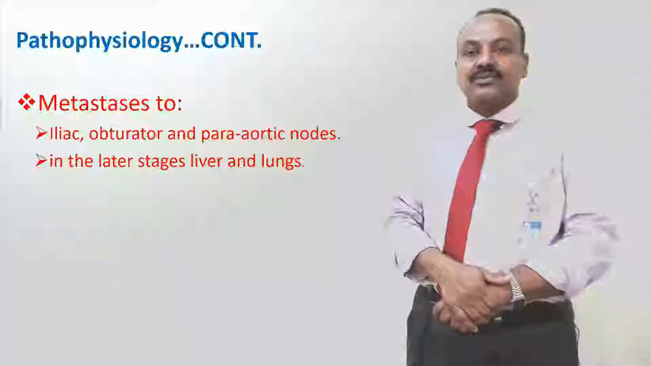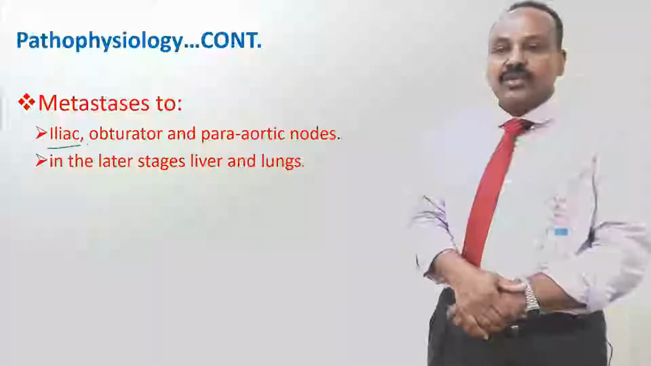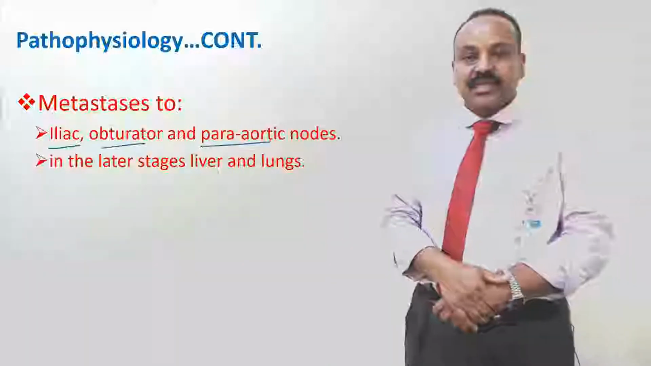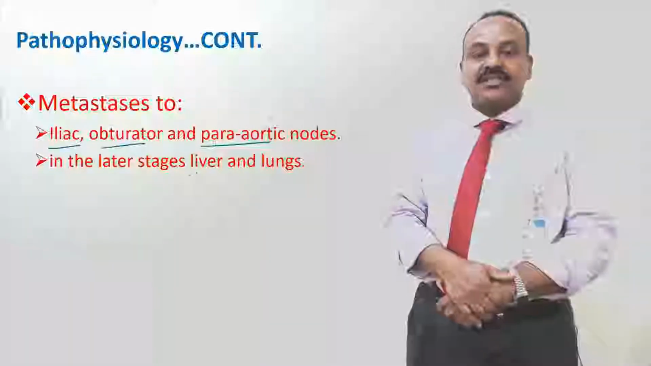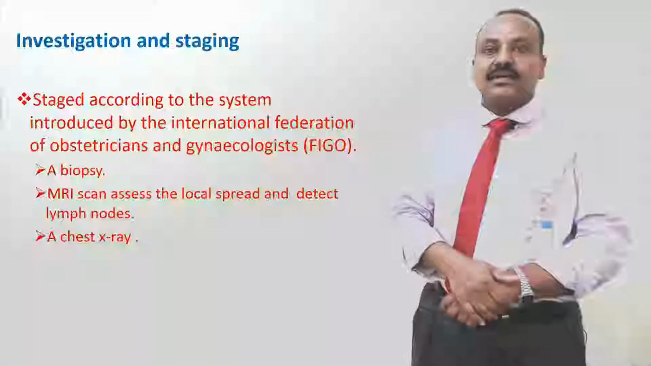Metastasis also: cervical cancer can metastasize to iliac, obturator, and para-aortic nodes, and in later stages, distant metastasis to the liver and even to the lung or the brain.